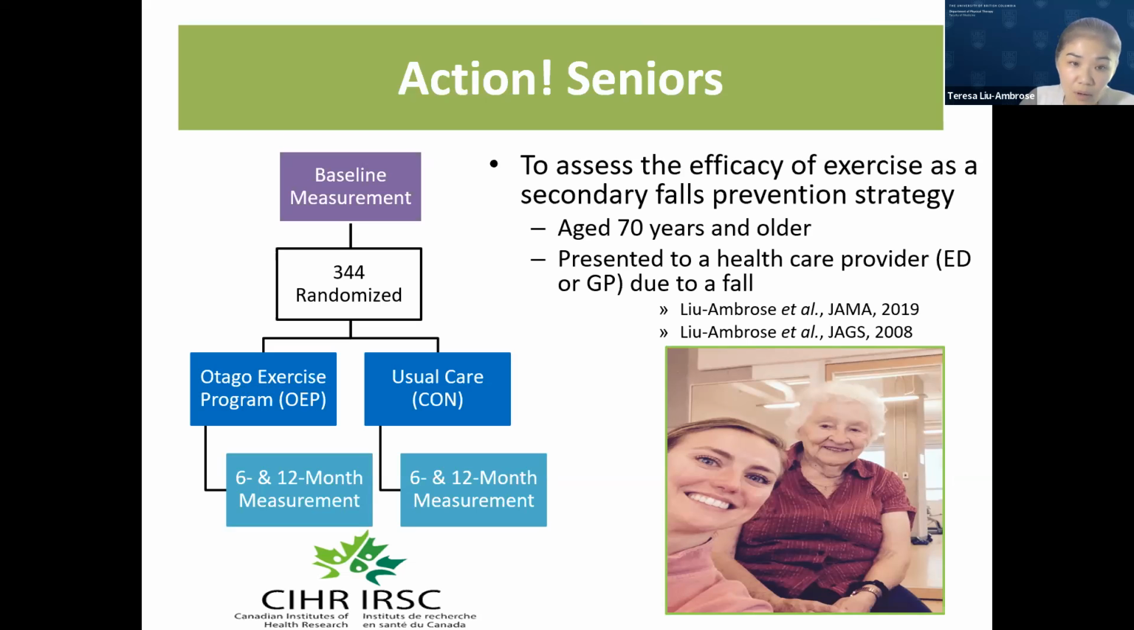As you can see from the CONSORT flow chart, 344 individuals were included in this particular trial, with equal randomization to either a home-based exercise program, which was the Otago exercise program, which I'm confident many people do know about, but I'll expand on it as well. And the other half received usual care.